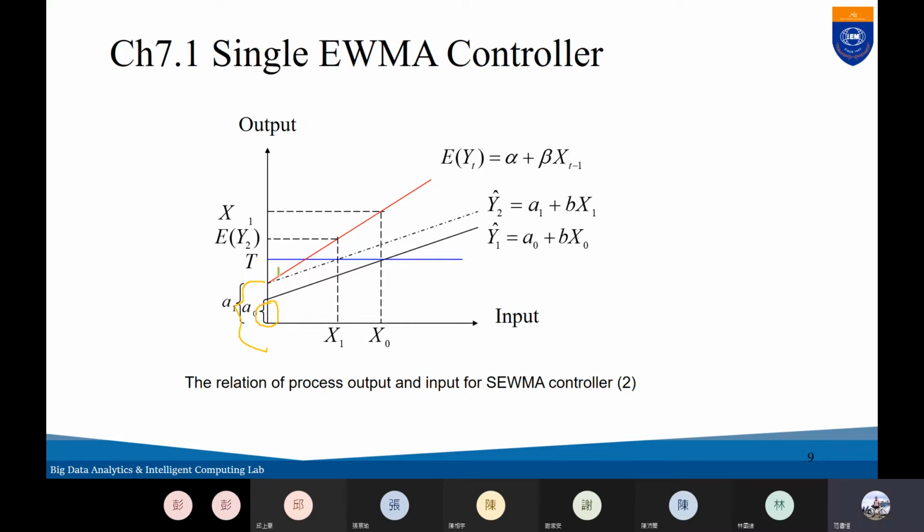So we assume it is exactly the target T now. When we move x0 to x1, then we expect the output to achieve the target now. When x is set at x equal to x1, the y-axis is right here. So the distance between this point and this point is going to be gamma 1. This is the bias when t equals 1.